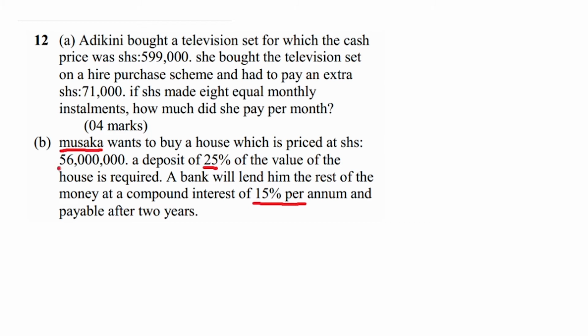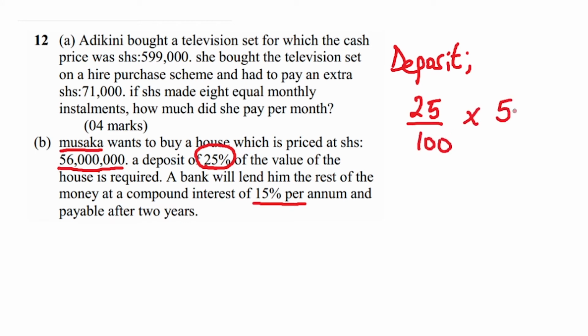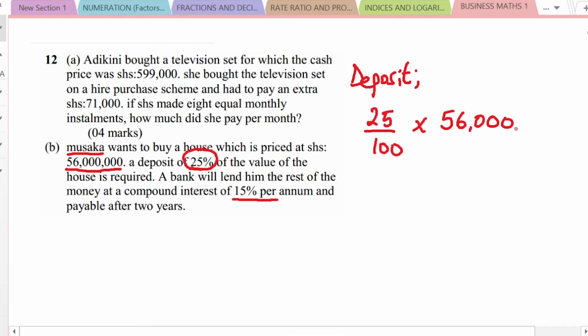First of all, the house is priced at 56 million. But of the 56, a 25% deposit is required. So let's first figure out the deposit. The deposit that is required on the house is 25%, so that's going to be 25 over 100 multiplied by 56 million. Definitely that is going to become 1 over 4. Then we get the 56 million, divide that by 4. What do we have? We have 14 million.